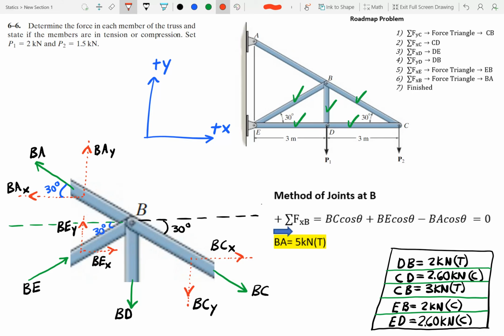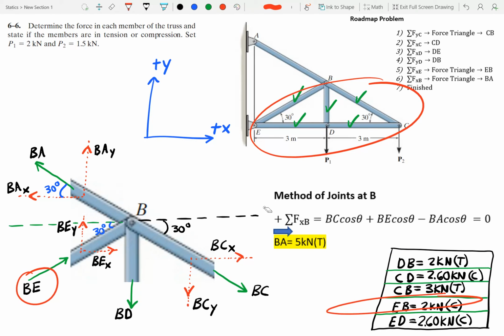Okay, so we have one last step. We need to find this guy, right? So we need to find BA here, right? We gotta find this guy. So I have all of these, right? And I went ahead and put that down here. Now I went ahead and assumed tension for this guy. So let's go ahead and get into it. So BC is what? BC is this. BD is this guy. BE is this one. Okay, and we're gonna solve for this.